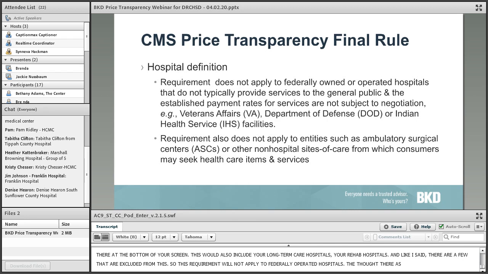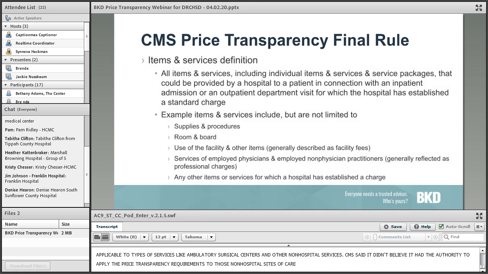So this requirement would not apply to federally owned or operated hospitals. The thought there is they typically don't provide services to the general public. There's a specific population, for example, VA hospitals or Indian Health Services. Those are very specific, and so those types of hospitals are not covered under the definition of hospital, and this rule would not be applicable to them. It also is not applicable to sites of service like ambulatory surgical centers and other non-hospital sites of service. CMS said in the final rule it didn't believe it had the authority to apply the price transparency requirements to those non-hospital sites of care.